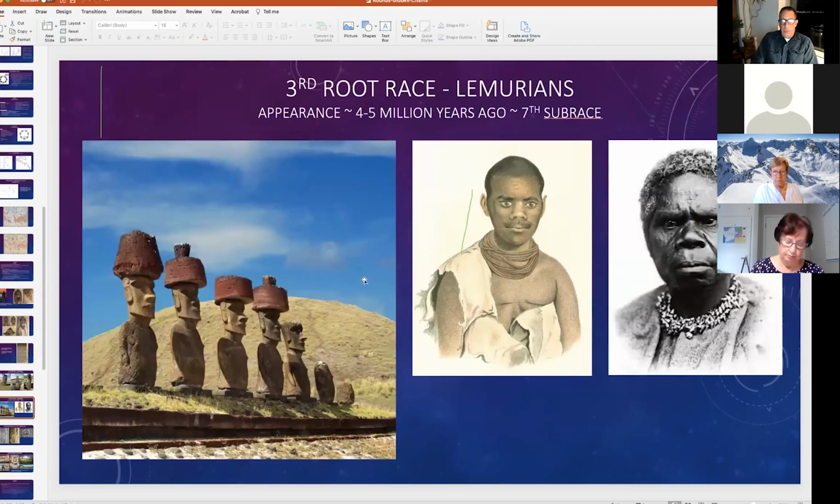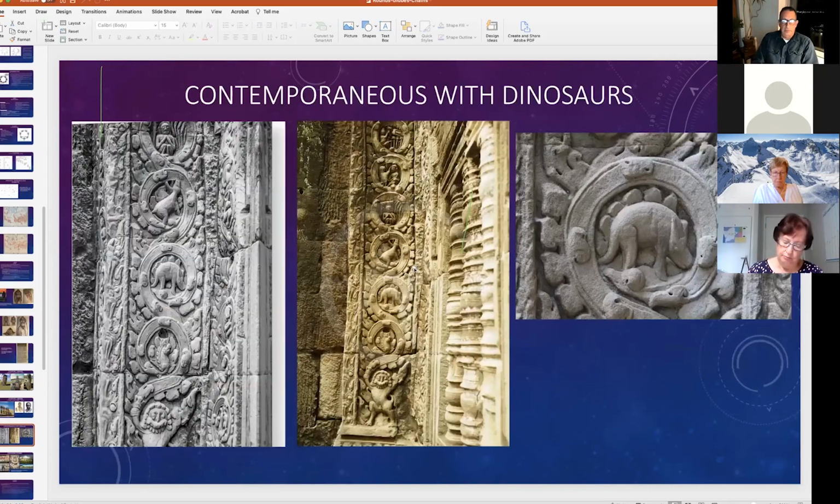So another thing I thought was interesting was this artist's rendition of some of the early Tasmanian Aborigines. And look at the ears. They still got this weird big ear. And this is from Angkor Wat. And look at these things.